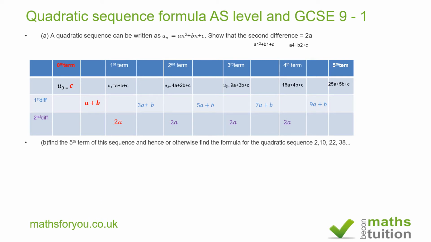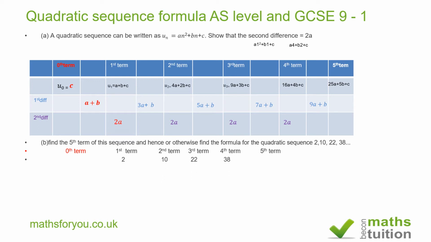Now, moving on, this is the second part of this question, which is definitely 9 to 1. It says find the fifth term of this sequence and hence or otherwise find the formula for the quadratic sequence 2, 10, 22, and 38. Again, I've created a table here for clarity. You've got the 0th term, the first term, the second term, the third term, the fourth term, and the fifth term, which you have to find.